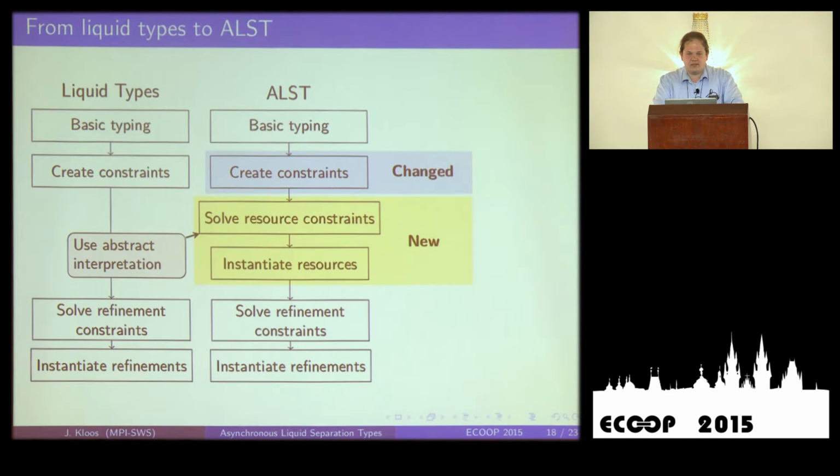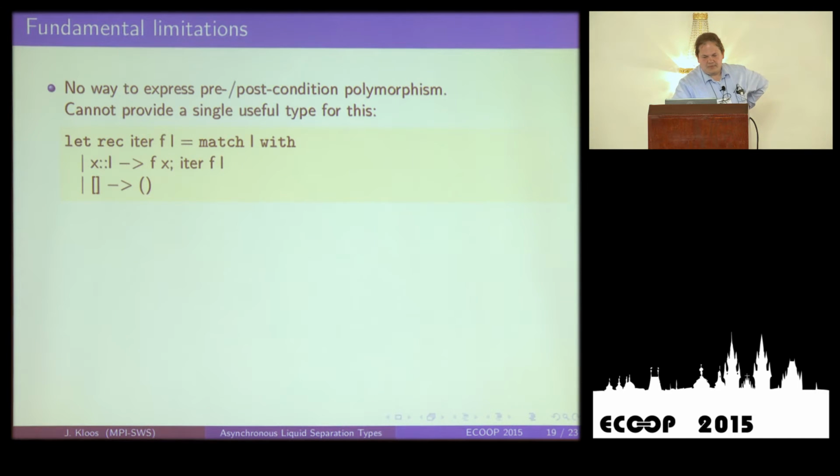At this point, I think it's also useful to mention that there are some fundamental limitations to this approach. One problem that we have is that we currently have no way to express pre and post condition polymorphism. So for example, here is a very standard function from the ML standard library, the iteration function on lists, which basically just executes a function on each list element in turn for its side effects. And as it turns out, in the type system as it stands now, we cannot provide a single useful type for this.